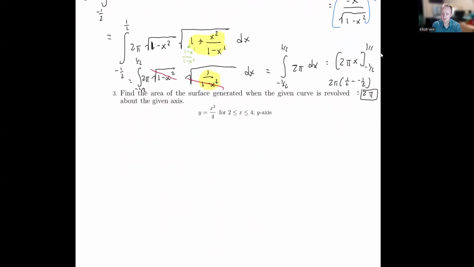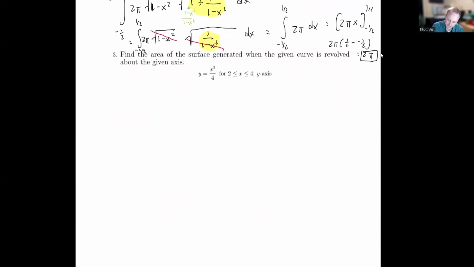Okay, so now let's do a version where we go around the y-axis instead. So we can do both versions here. So find the area of the surface generated when the given curve is revolved about the y-axis, and this is our curve here. And if we're revolving around the y-axis, let's even draw this a little bit here, right? We have x equals 2 to 4, and it's like a parabola, so it looks like this, from 2 to 4, and we're rotating it around the y-axis here. So we're going to end up getting like a bowl in that direction.